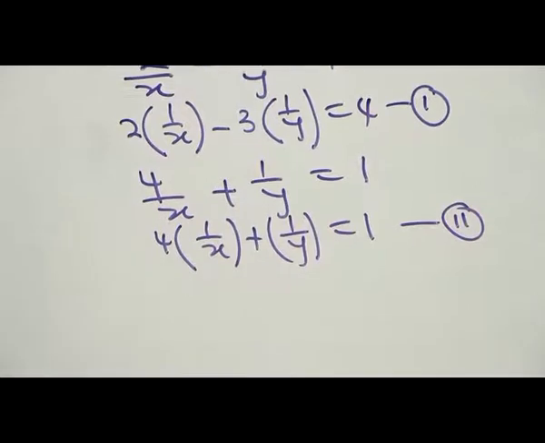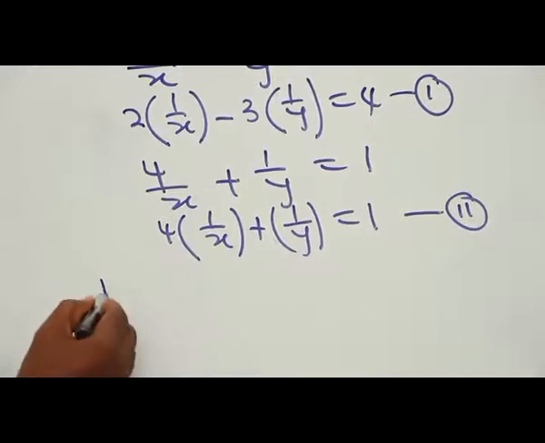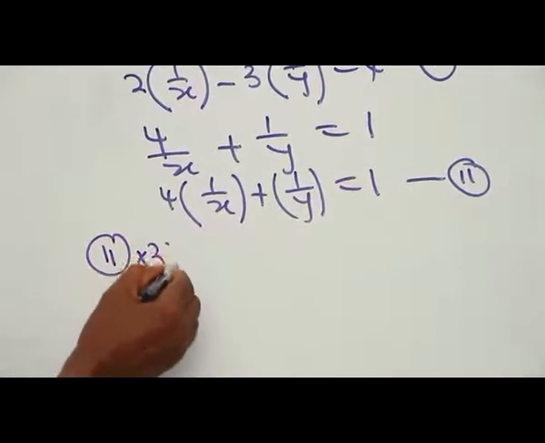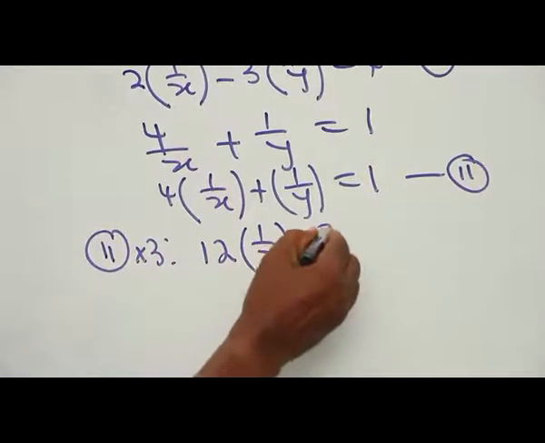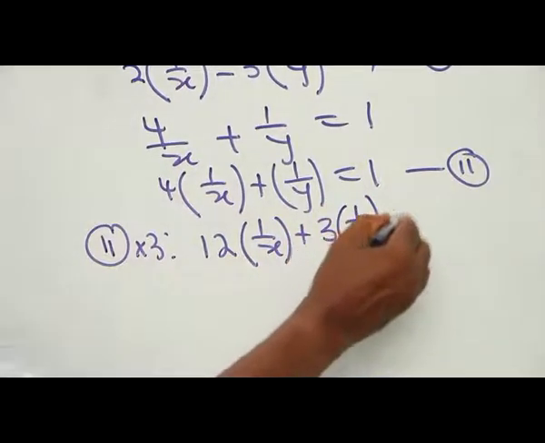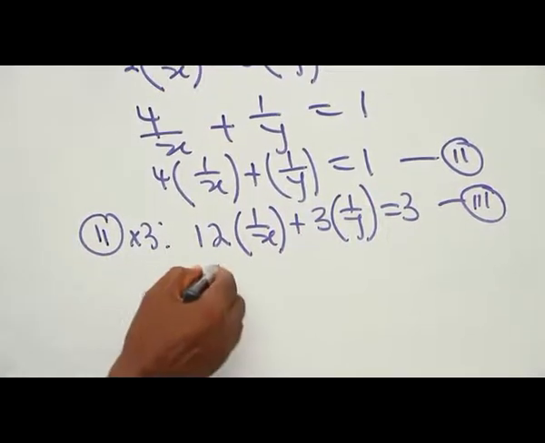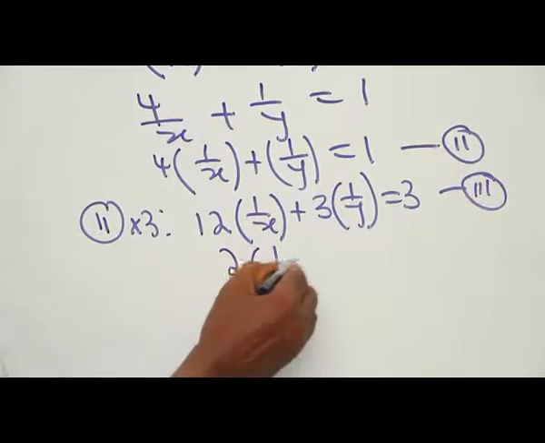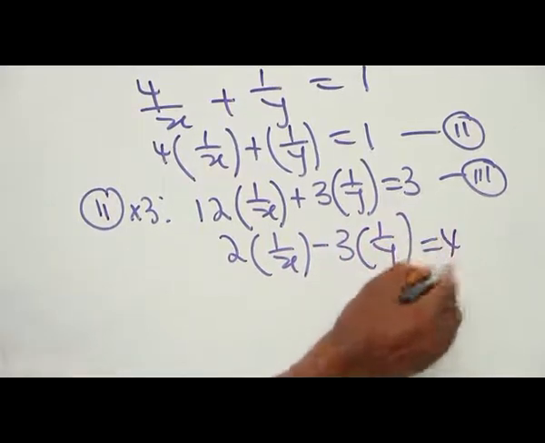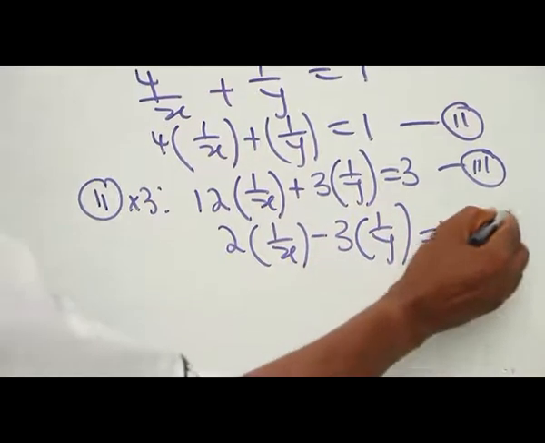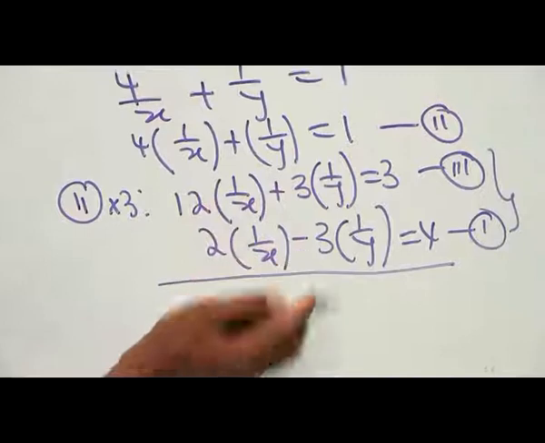Now, elimination method. You can multiply equation 2 by 3. So equation 2 times 3. So this will give me 12 into 1 over s plus 3 into 1 over y is equal to 3. Call this equation 3. And bring in your equation 1, where you have 2 into 1 over s minus 3 into 1 over y, and this is equal to 4. Now what are you going to do with these two equations? These two equations, you will now add them, because plus 3 minus 3 will be 0.